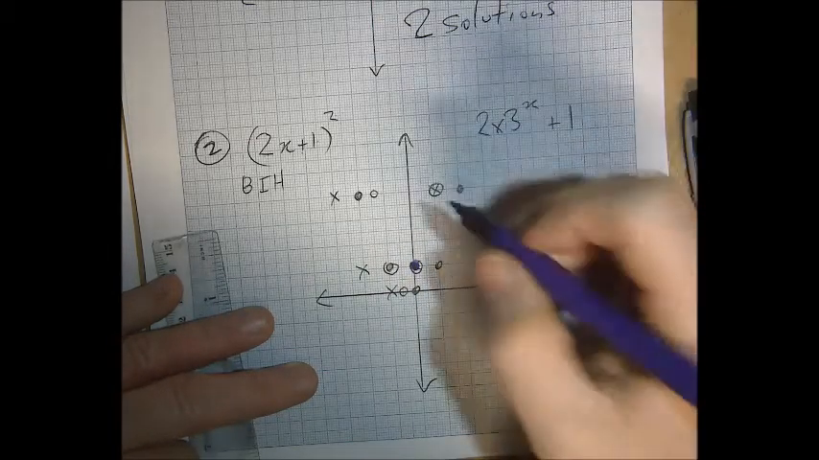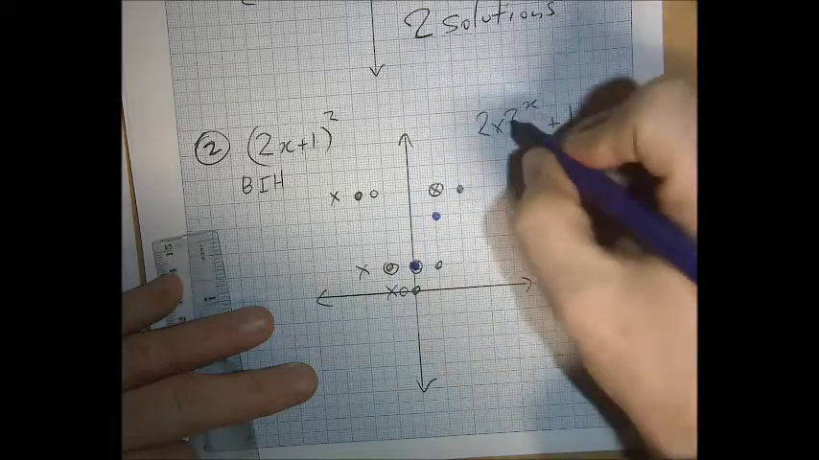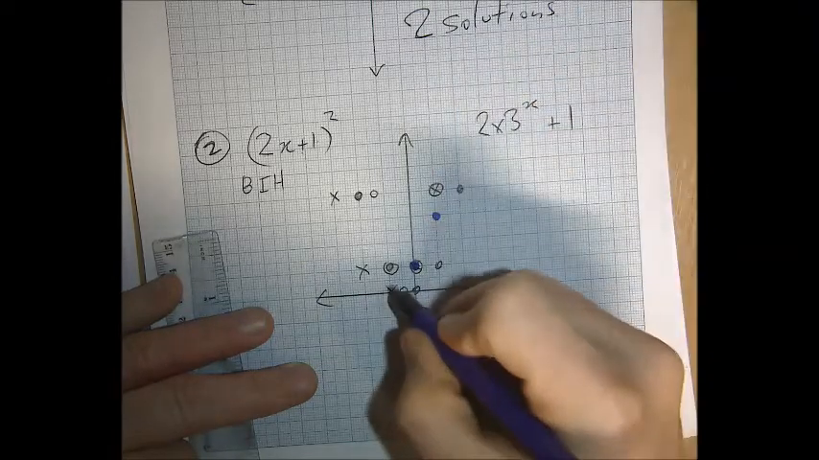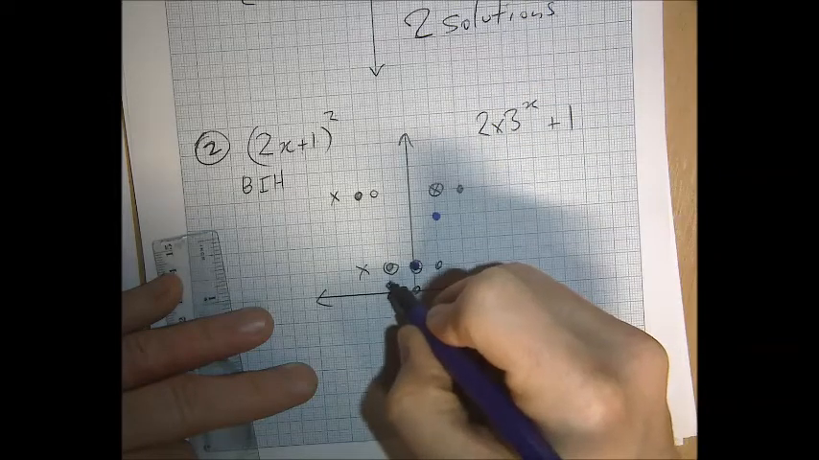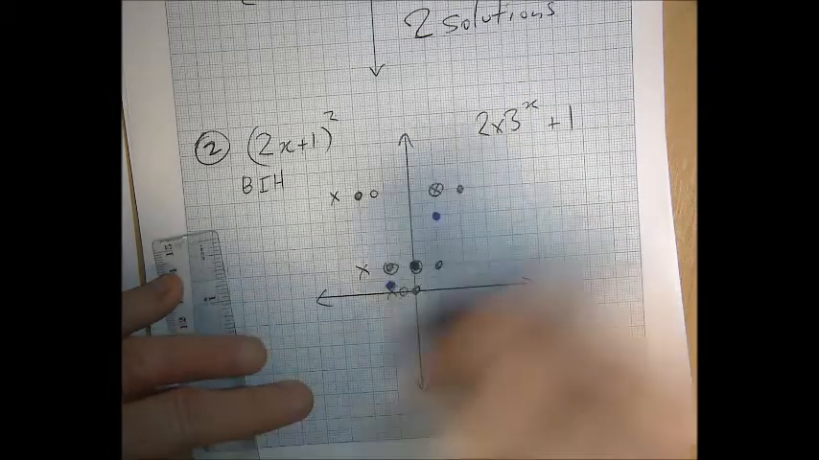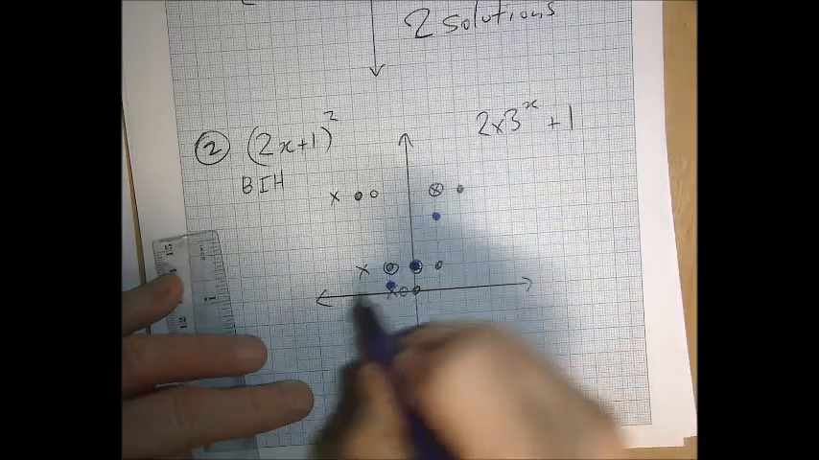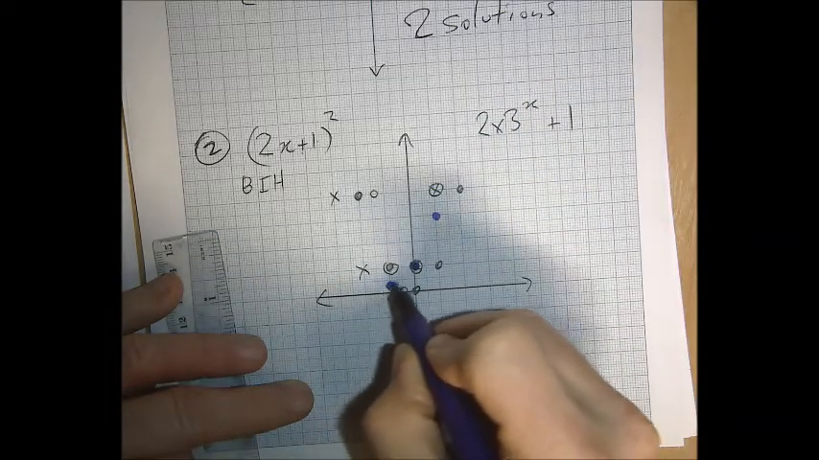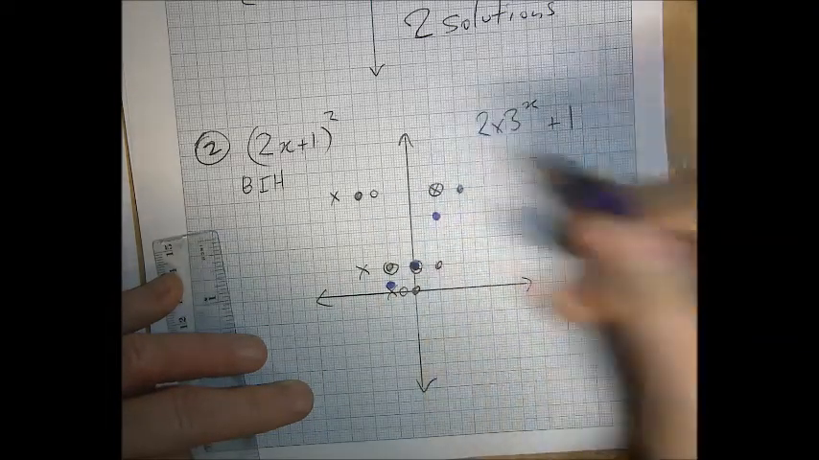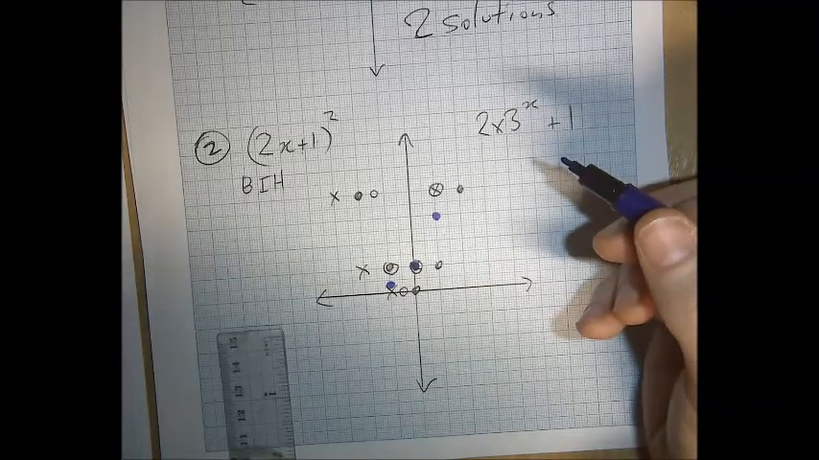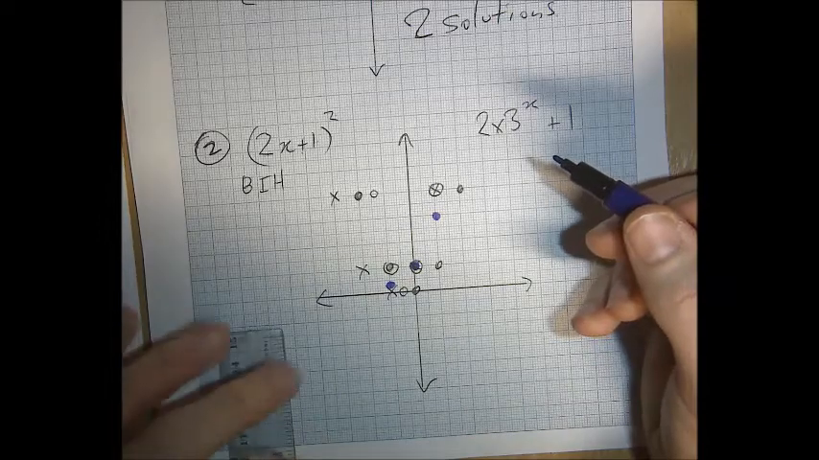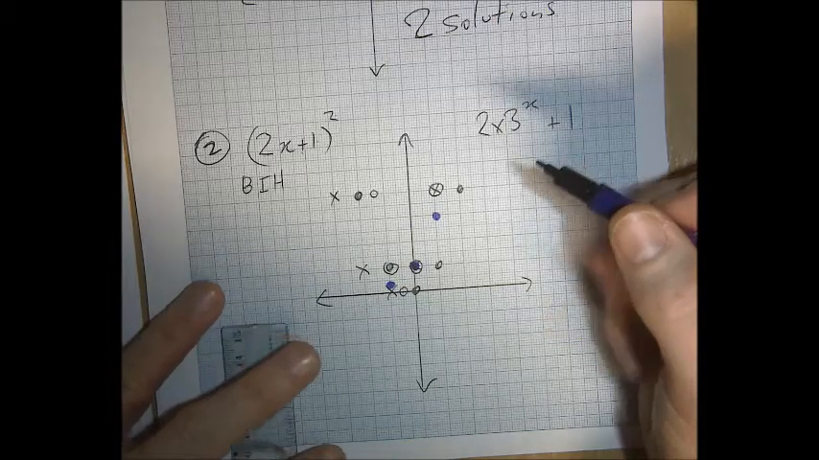It also goes through 1, 3, because 3 to the power of 1 is 3. And it also goes through negative 1, a third, because 3 to the power of negative 1 is a third. So that's the basic graph for 3 to the power of x. If I drew it, there would be an asymptote along there, but I'm not going to draw that for the moment, because it's a good piece of practice to always transform the key dots rather than the whole shape.